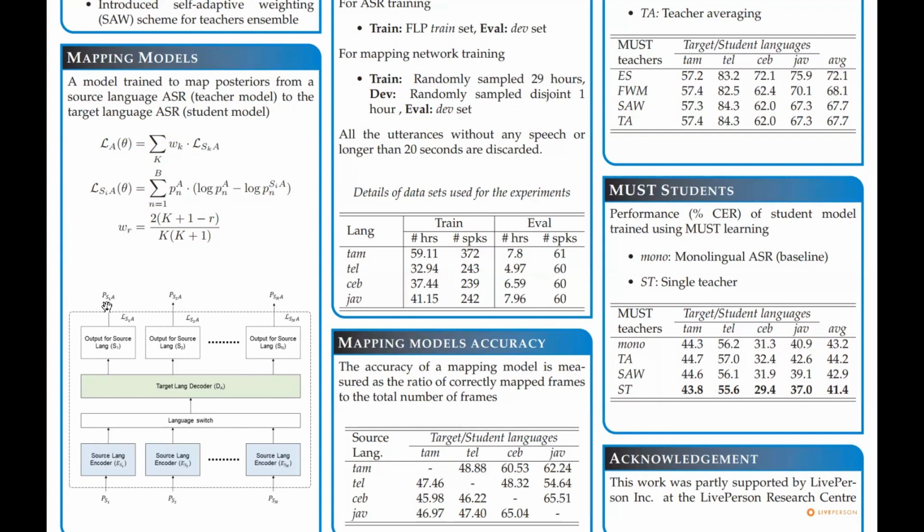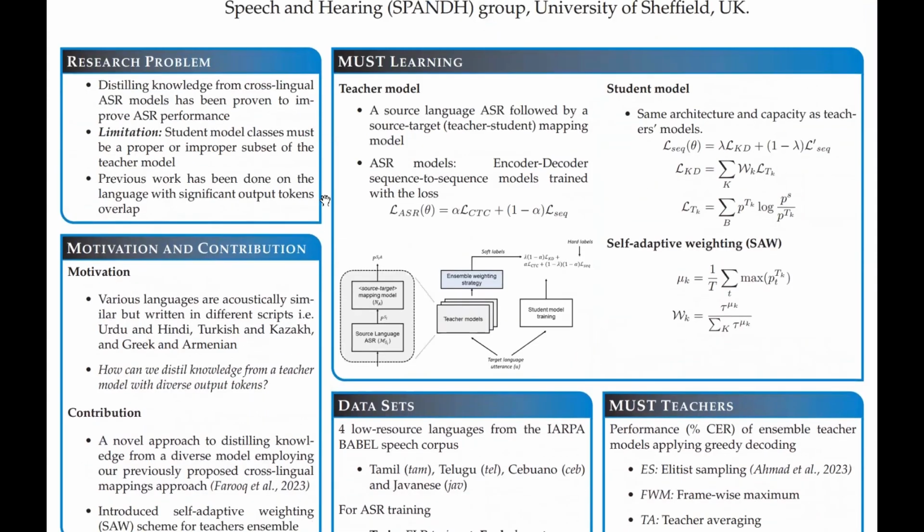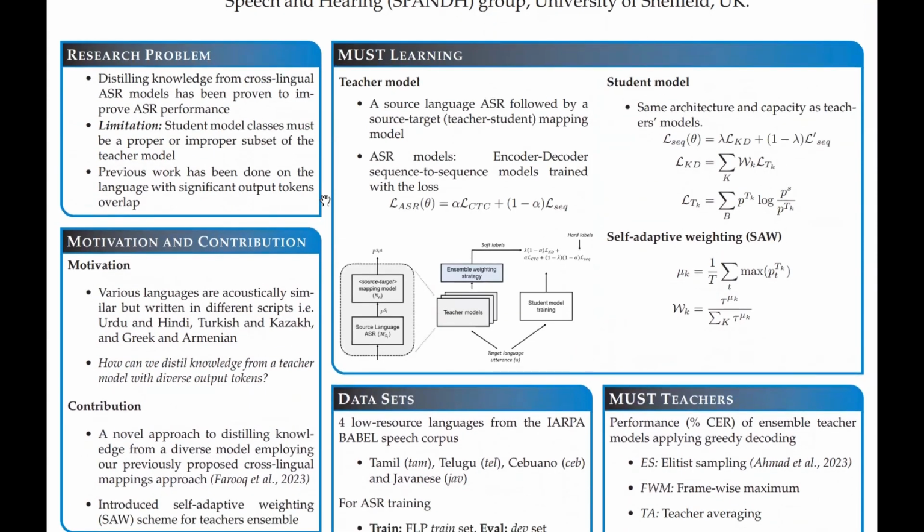For example, all the models here, I will be discussing them soon, are trained on a very limited 29 hours of data, and that is still pretty good. And here I will go to the machine learning part, how we are overcoming that limitation of knowledge distillation when we have different output tokens for student and teacher.